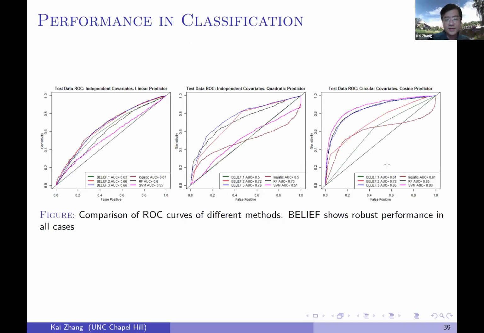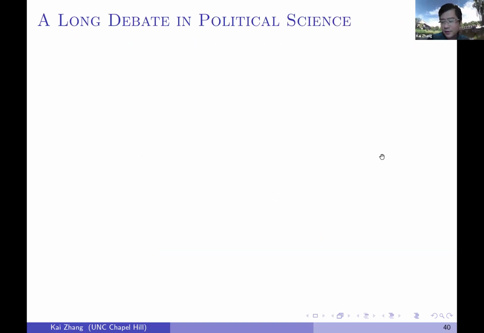So, some numerical studies: the classification result is robust. This is again expected. But I would like to spend 2 minutes on this practical problem.